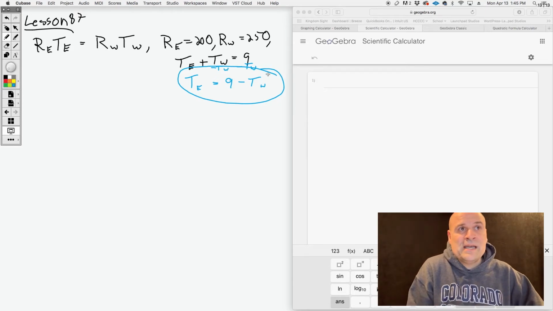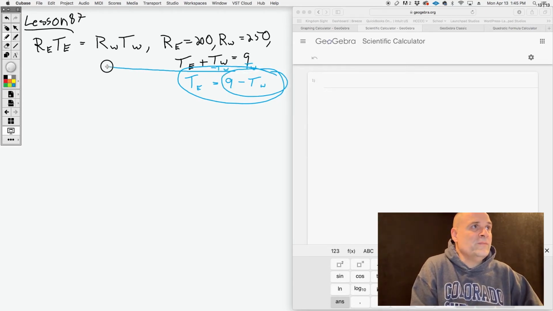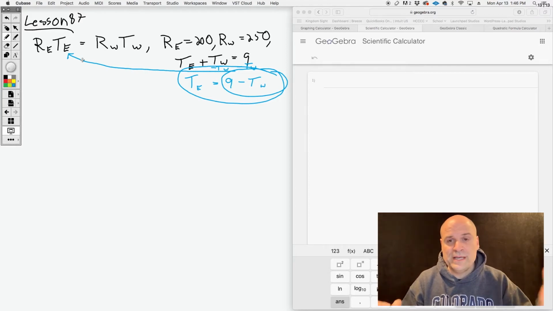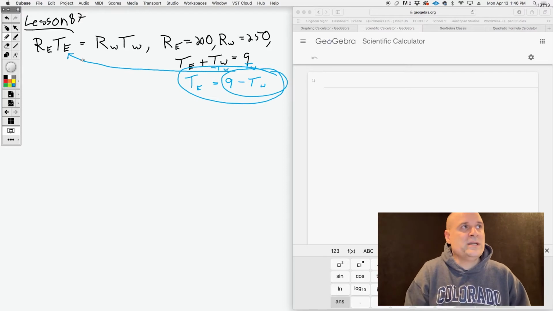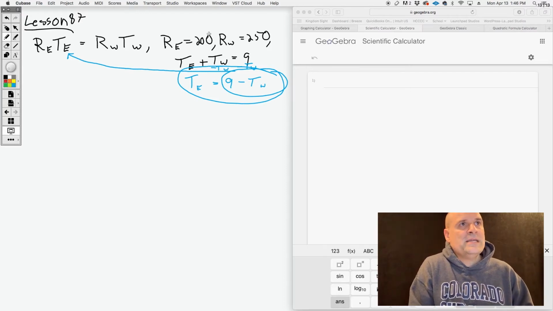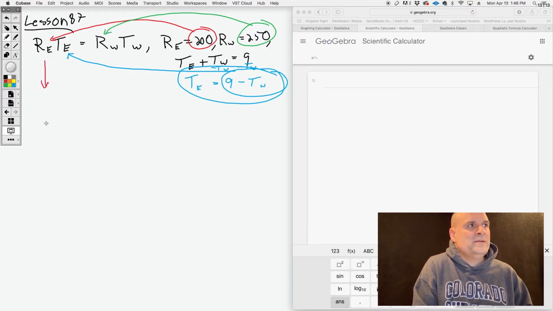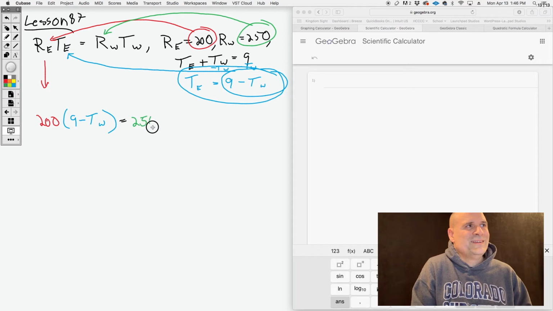Now I can plug this in right there. I could have gotten TW by itself too. I could have said TW equals 9 minus TE. It doesn't matter which one you do, you're going to end up with the same results. So let's rewrite our equation with our substituted values. RE equals 200, so I'm going to plug in 200 right there. And then RW equals 250, so I'm going to plug in that right there, okay? So RE is 200 times my TE, which is 9 minus TW, equals RW, which is 250, times TW.